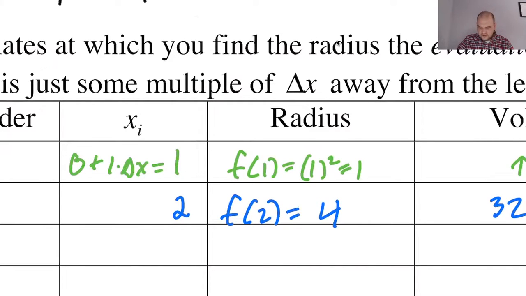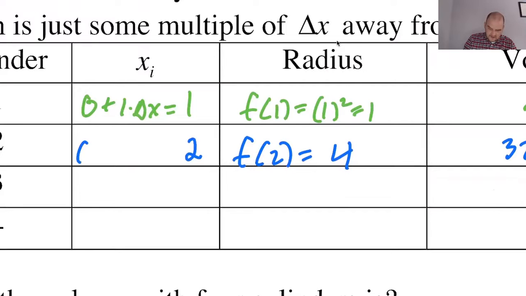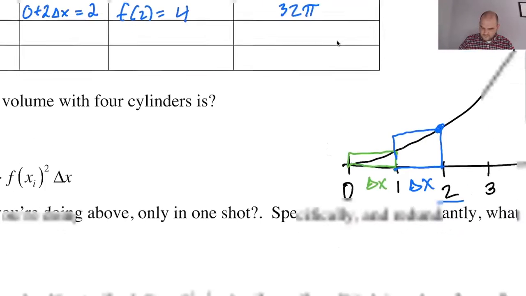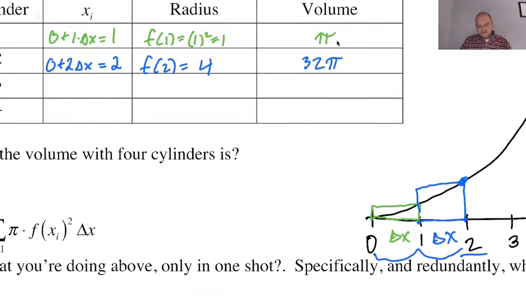To get to 2, we could say that we were at 1 and we added delta x, but we want a general process. So I'm going to instead say that this is 0 plus 2 delta x's. And if you look, that's exactly what we did. We started at 0 and we added delta x once and then added again. So that'll give us 0 plus 2 delta x's.